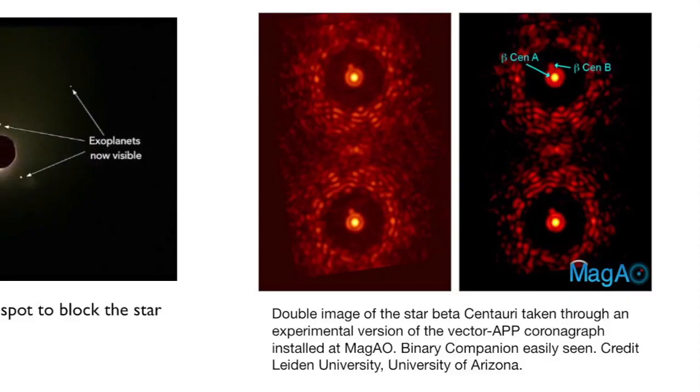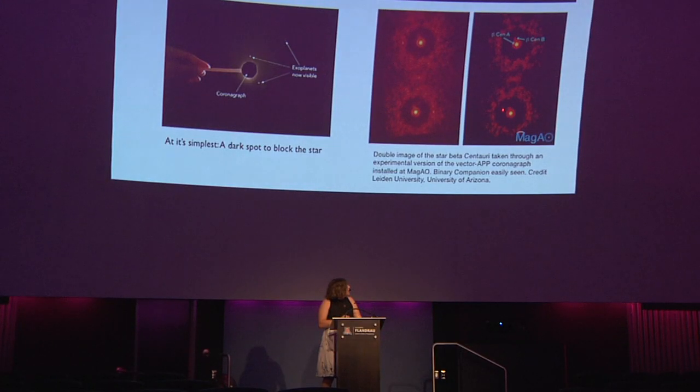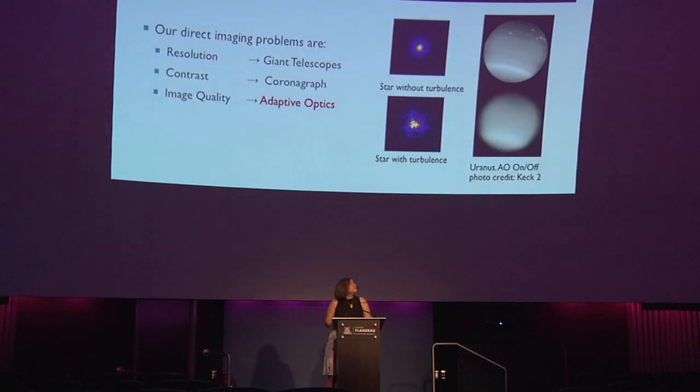So this is an image taken by a coronagraph on the Magellan Adaptive Optics System, which is run by the University of Arizona. And so what this coronagraph does is it carves a dark region around the star, and we call this the high contrast region, and then in this region you can actually see companions and planets.